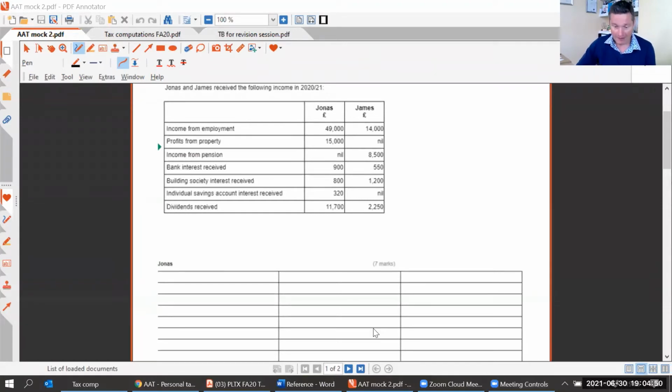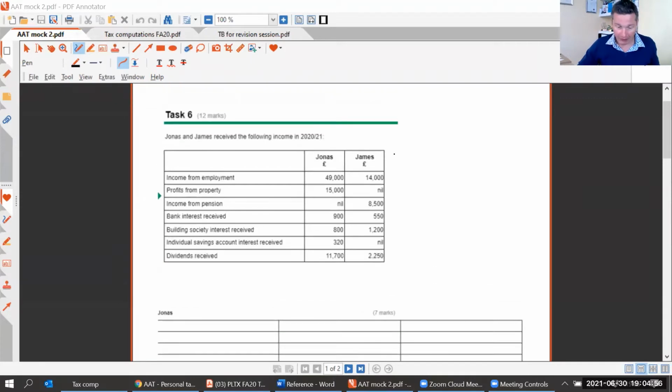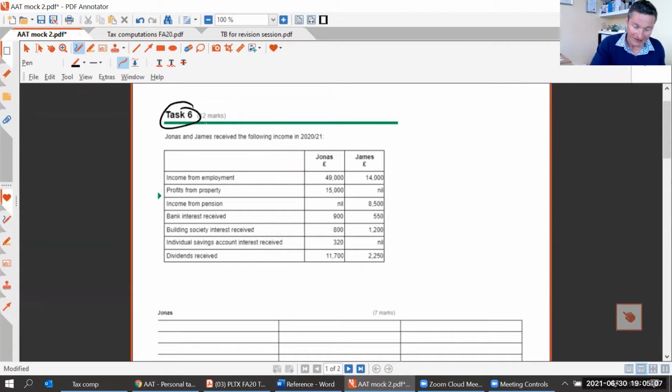Right, let's get the participants thing open so I can let some people in. Cool. So what we've got here, you can see, is task 6. Task 6 is 12 marks, so 12 out of 100 marks. So this is what we've got to do.